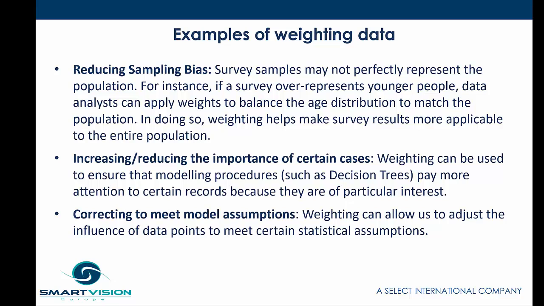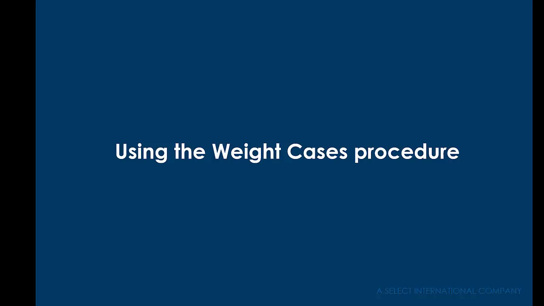The third reason is to correct the data to meet certain statistical model assumptions. Weighting can allow us to adjust the proportion or the representation of the number of cases within a particular sample, and in doing so it adjusts the influence of certain data points so that we can better meet the statistical assumptions for the procedure that we're running. Let's take a look at our first example of weighting data by using the Weight Cases procedure within SPSS.